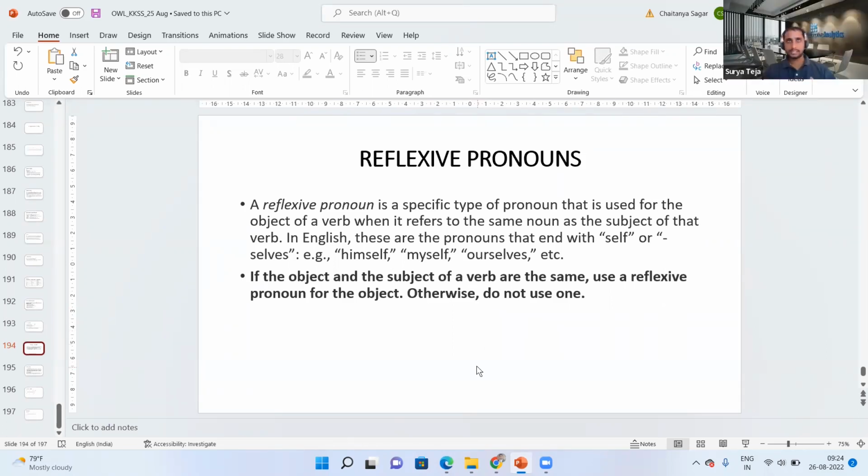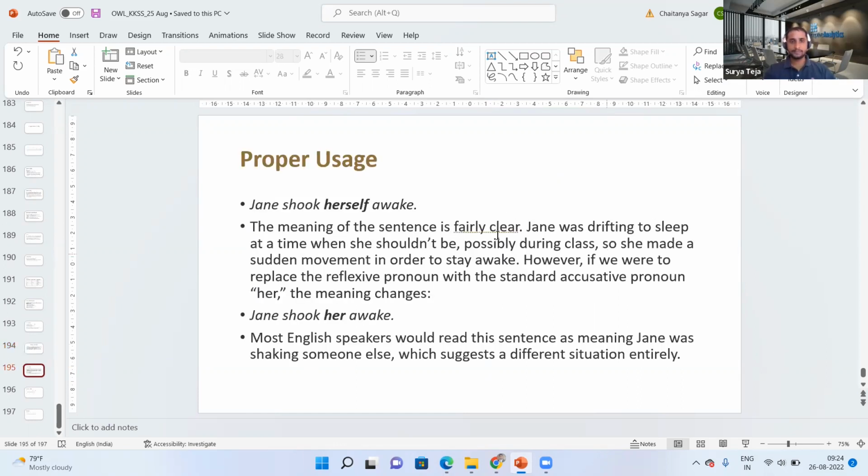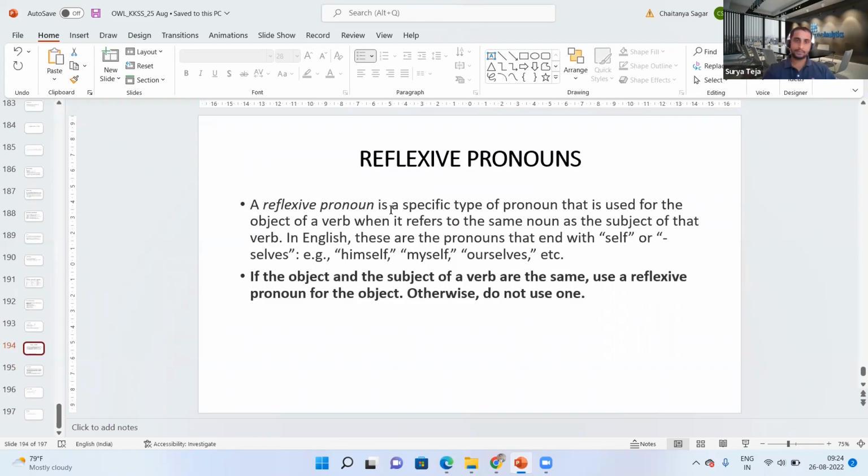As I said, the verb follows the subject. If the object and subject of the verb are the same, then we use a reflexive pronoun. We'll see when the subject and object refer to the same verb, and we'll try to understand those things. First I'll talk about the proper usage of reflexive pronouns. Reflexive pronoun examples are himself, myself, ourselves. So we'll see them.